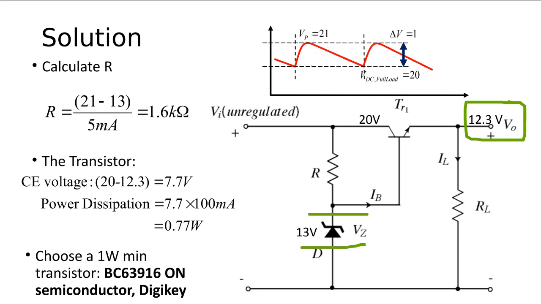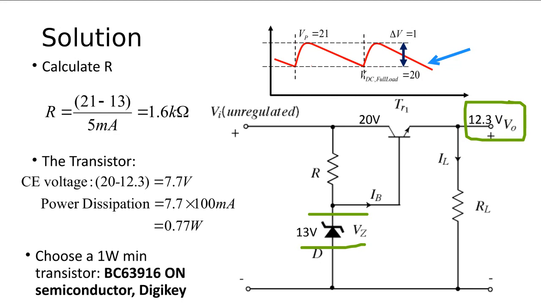We now have to look at the transistor itself. What kind of transistor do we need? On the other side now, when we're going at maximum current is when the voltage of the unregulated supply drops to its minimum. At minimum current it is at 21. And you remember we designed it in such a way because we said it's a 1 volt ripple, so that at maximum it's going to drop to 20 at full load.